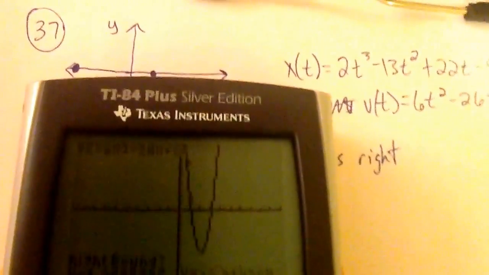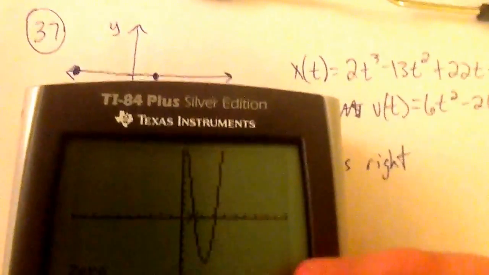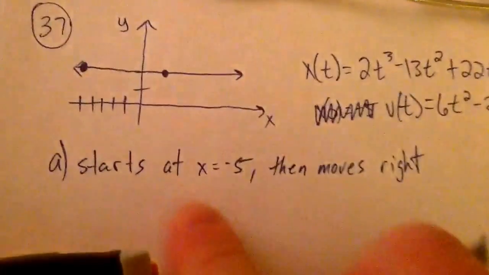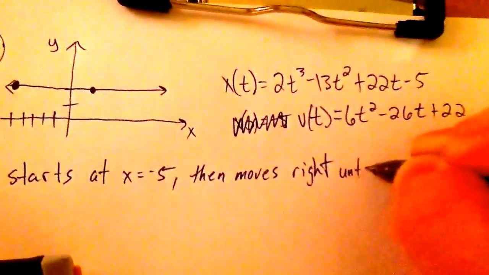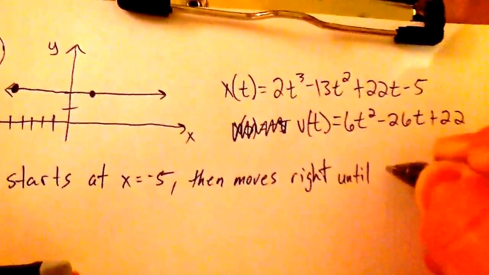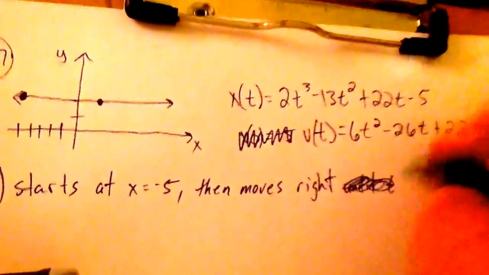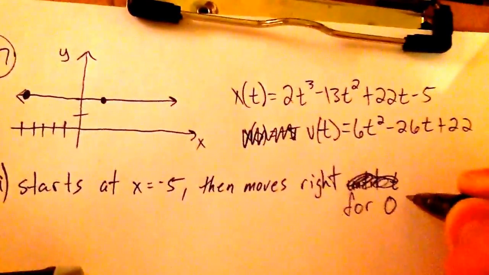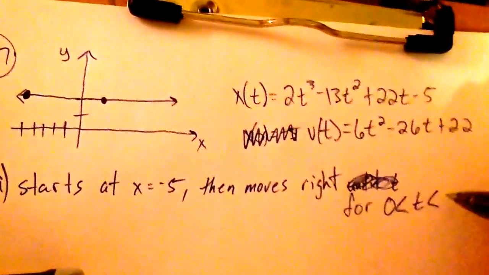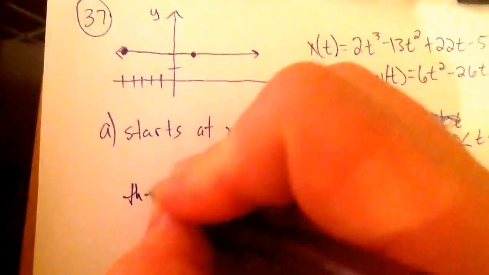There's to the left, to the right. Guess 1.15. So it starts at x equals -5, then moves right. I don't know how to write this. It's moving right from 0 to 1.15 seconds. Then moves left.